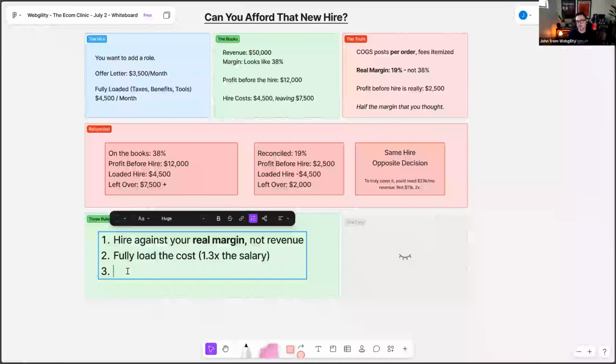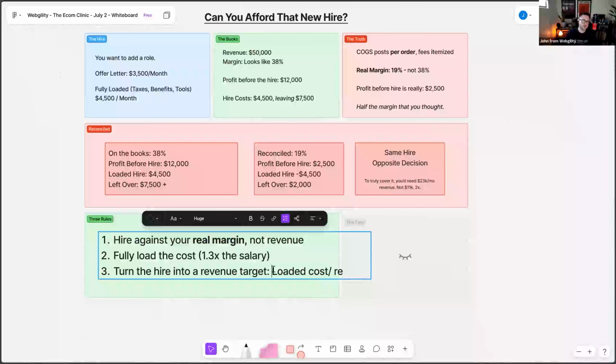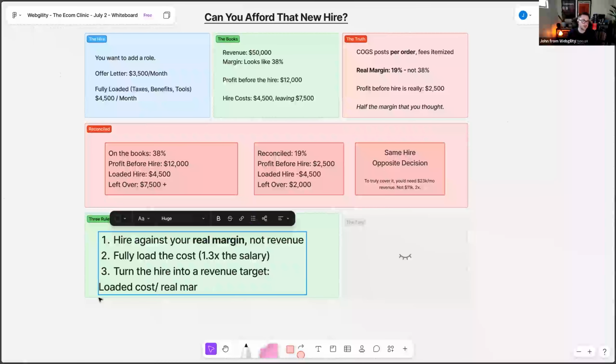And the third rule is going to be turn the hire into a revenue target. And the equation here is going to be loaded cost divided by real margin. And let's add a line. Right, so that's a really easy equation, a little bit of an abstract concept. I mean, it's really easy to say, hey, when we hire somebody, we need to make sure that we're hitting a revenue target to make it make sense. Make sure that that person contributes enough to the revenue to pay for themselves, essentially.